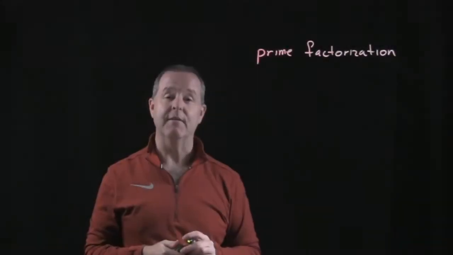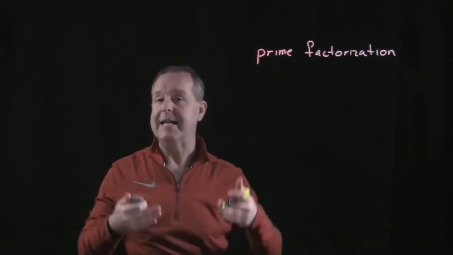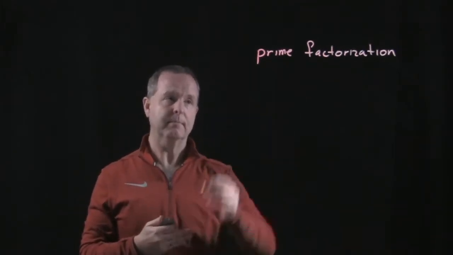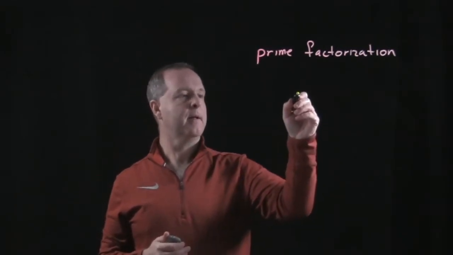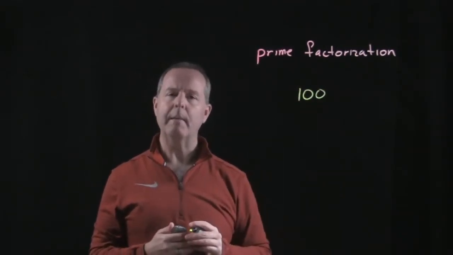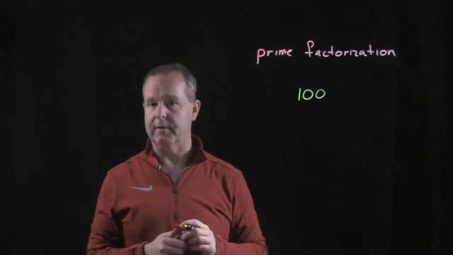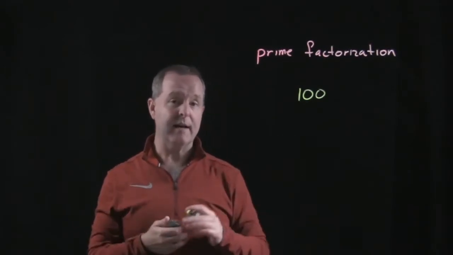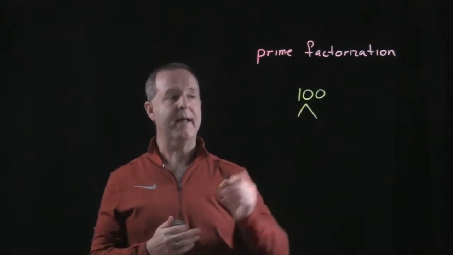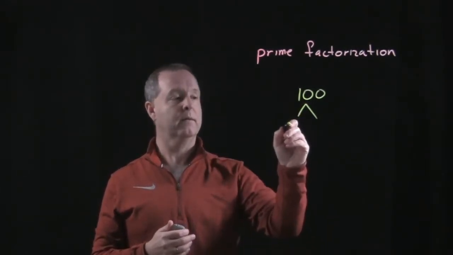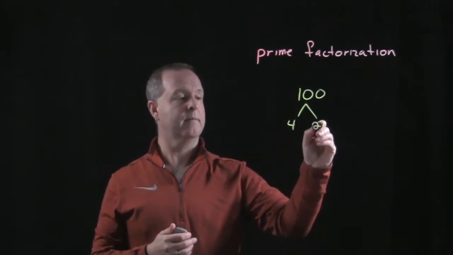Now I want to teach you this idea of how to factor a number down to its prime factorization. So let's say I have the number 100. Well, what I'm going to do is develop a little bit of a factor tree, which means I'm just going to start looking at factors that go into 100. For example, I know I can make 100 to be 4 and 25.